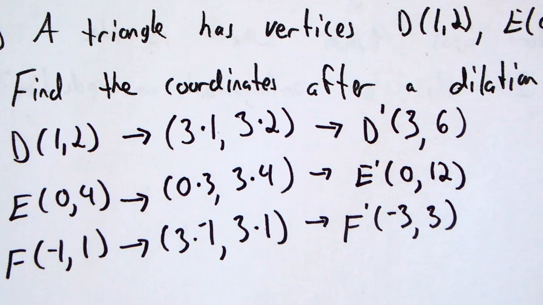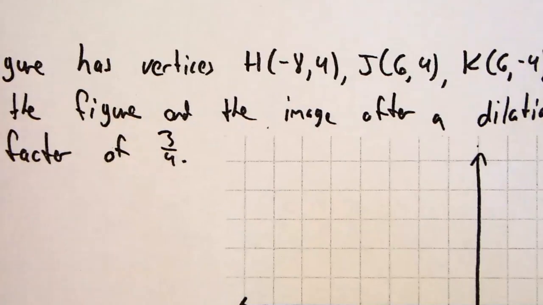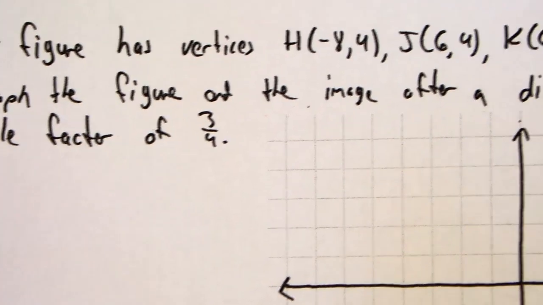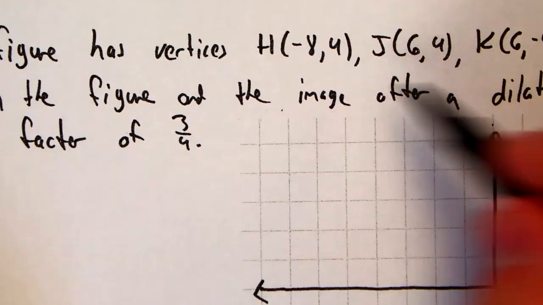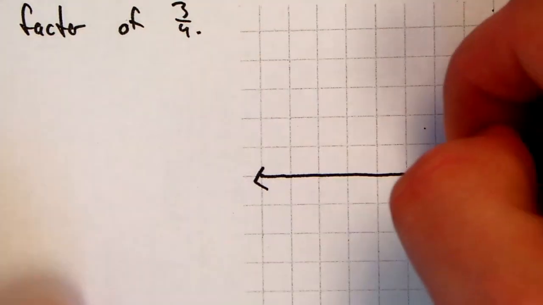So as soon as we are able to do this, now we can start actually looking at example 2 and actually start to graph those. So example 2, it says a figure has vertices as shown. And we want to graph the figure and the image. So we want to graph the 4 ordered pairs. So H would be back here. So back 8, up 4.